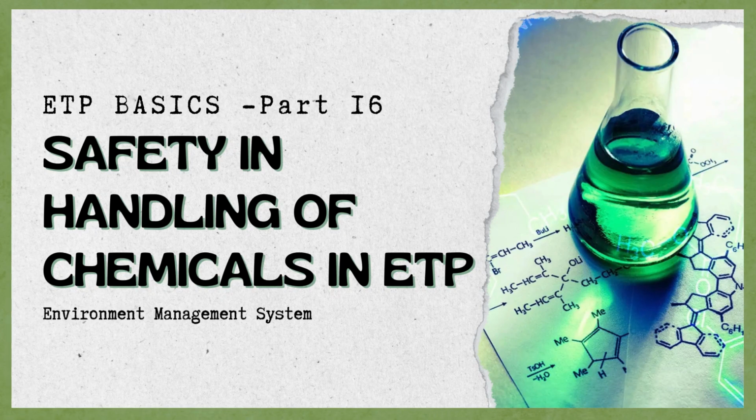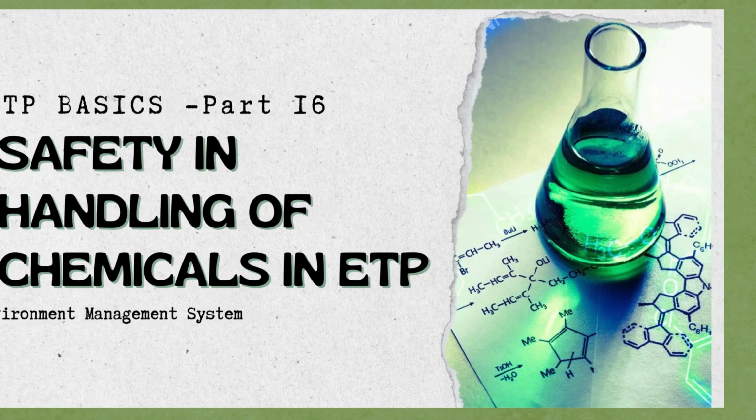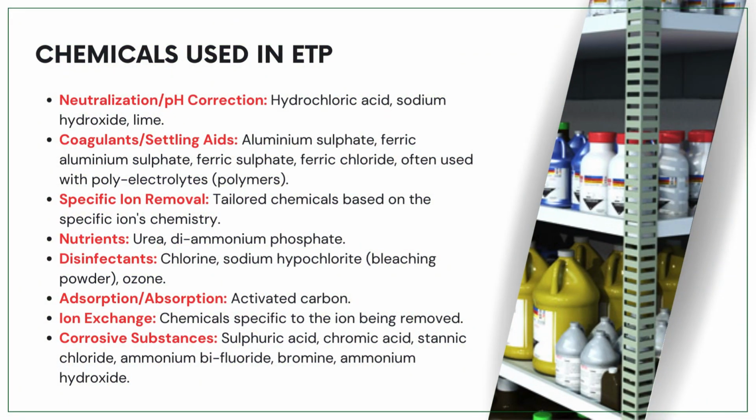Handling of chemicals in an effluent treatment plant. General chemicals used in effluent treatment. Let's talk about general chemicals used in effluent treatment. For neutralization or pH correction, we use hydrochloric acid, sodium hydroxide, and lime.